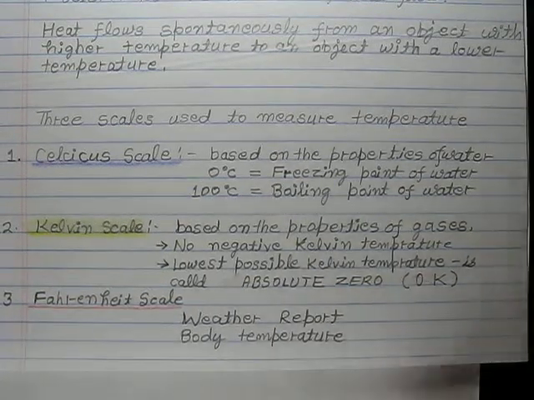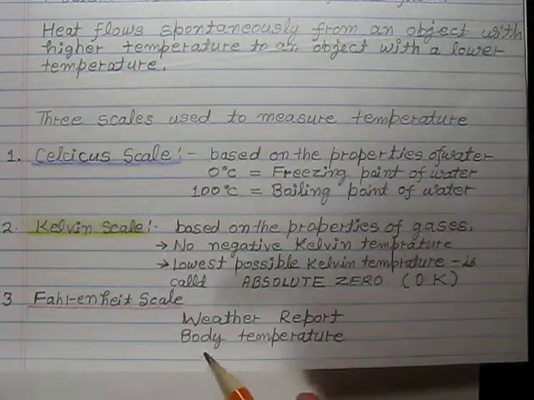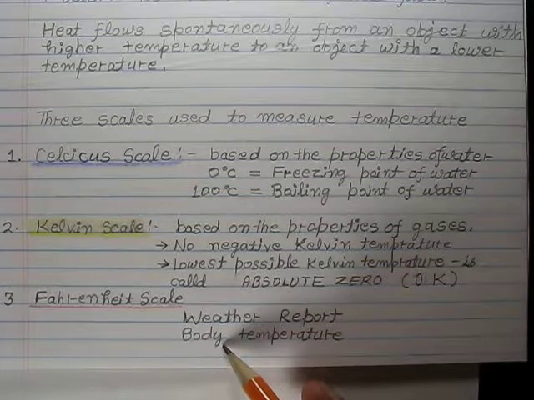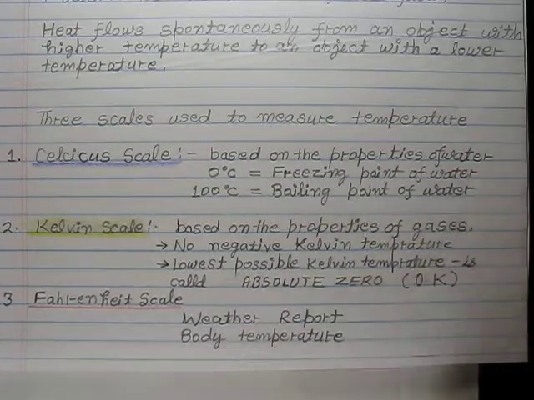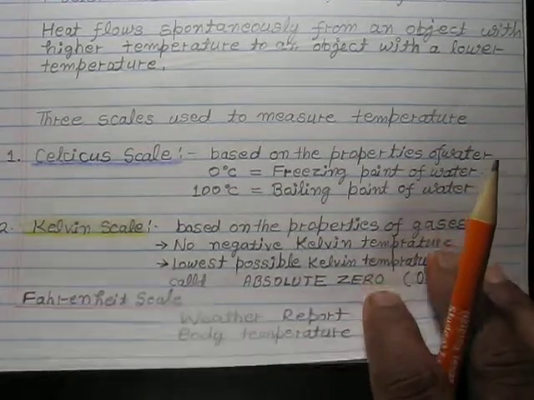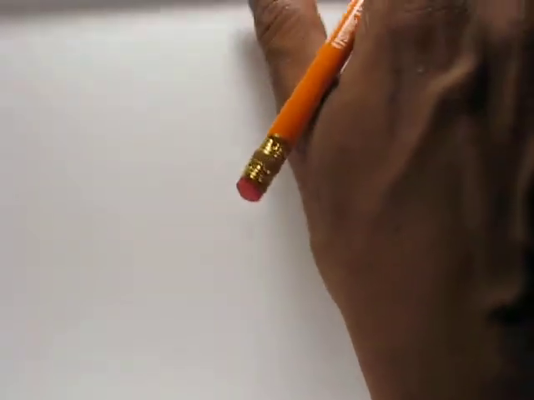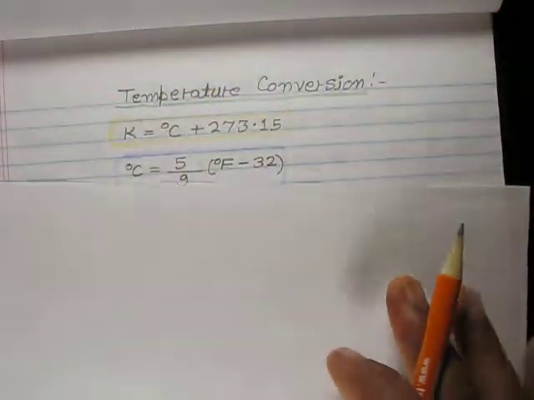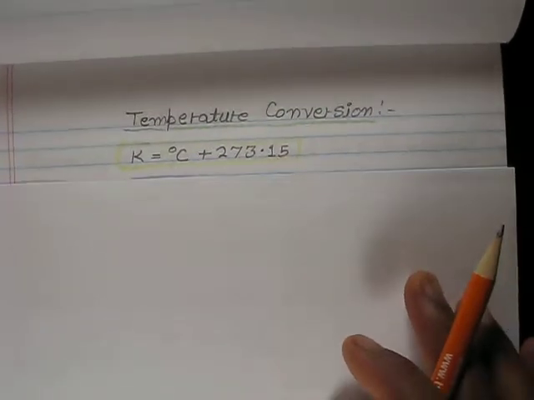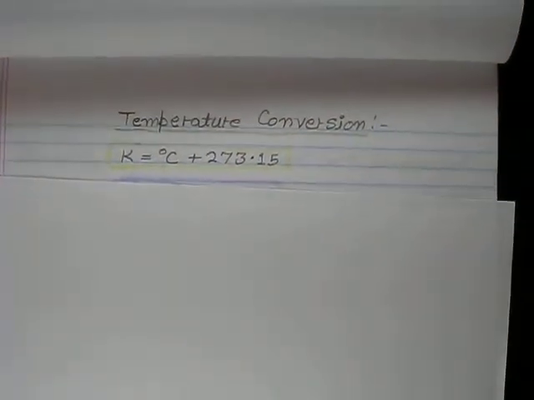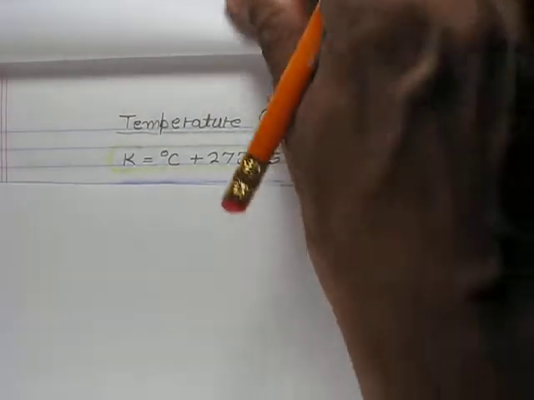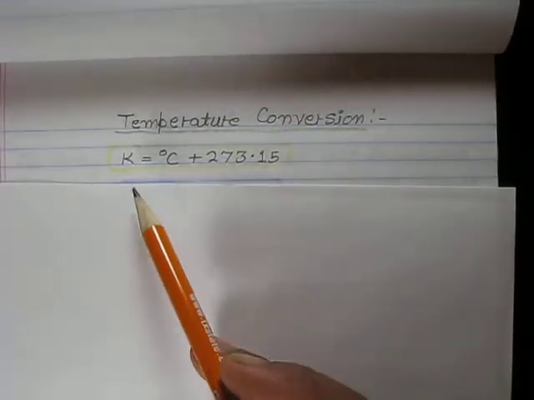And the Fahrenheit scale is used to measure the weather and body temperature. So this was about the temperature and mass. So let's see, if we need to convert these different scales from one to another, how we will use the temperature conversion.